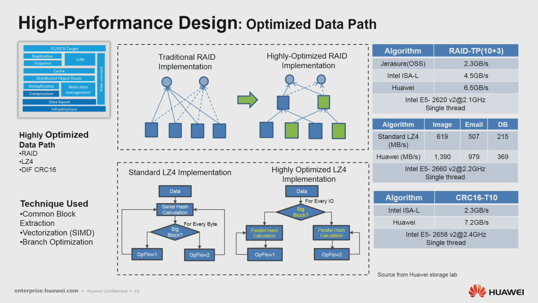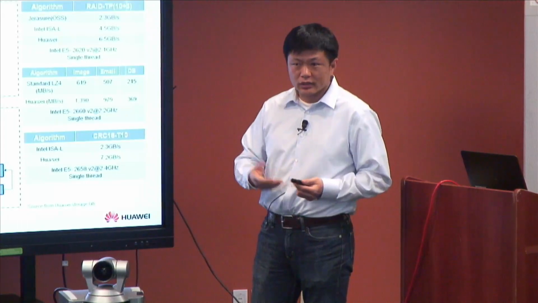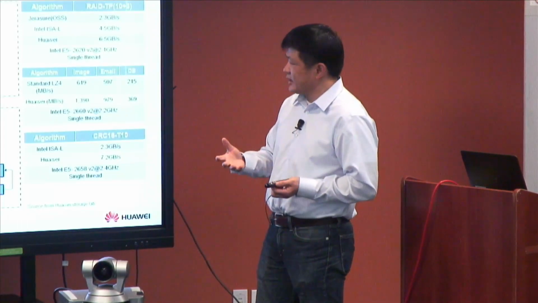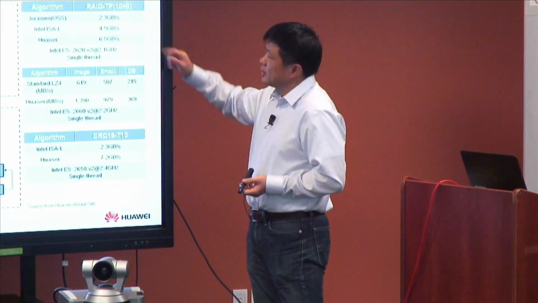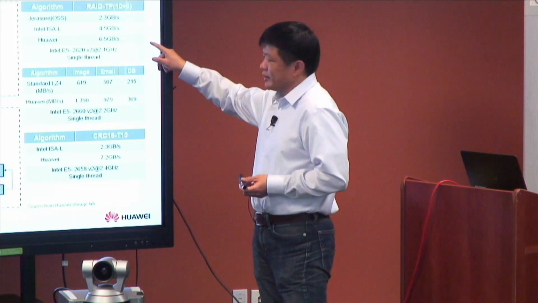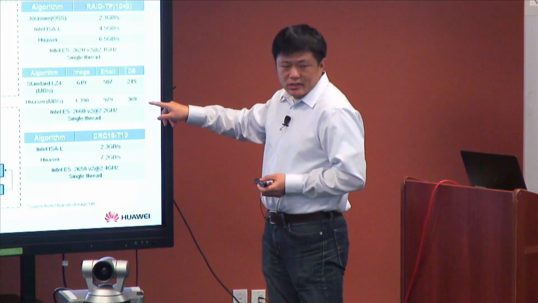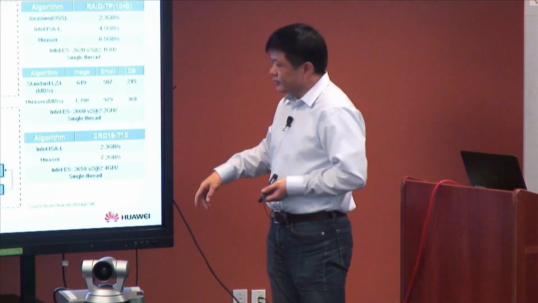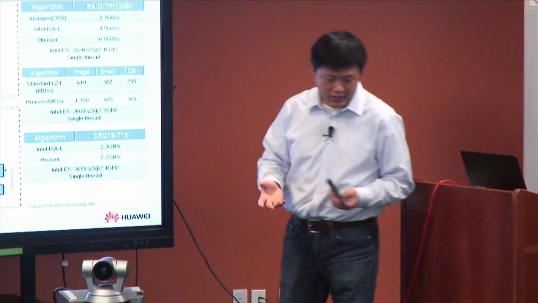These are examples of what we can achieve with our data path. Compared to the open source design and other popular designs, we can achieve anywhere from 70% to 300%. For example, for RAID-TP 10+3, we can get 6.5 gigabytes per second with one thread. With the algorithm, it's about double the speed of the popular design. We also have a 3x improvement on the diff part.